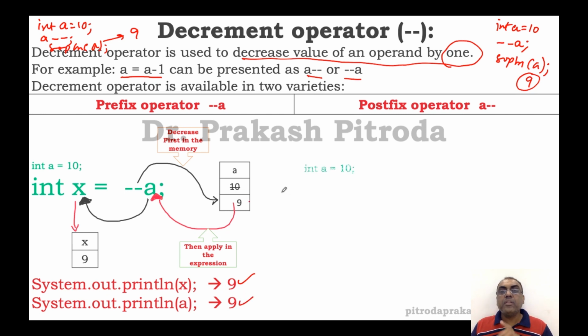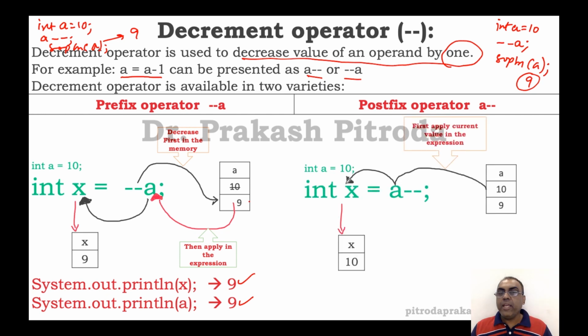At the same time, if it is a postfix, then with a postfix operator, again we take a value as 10.